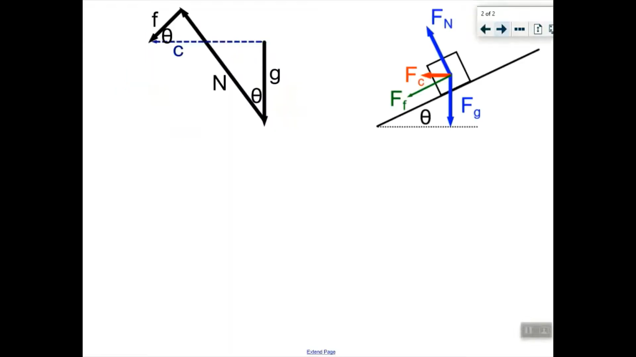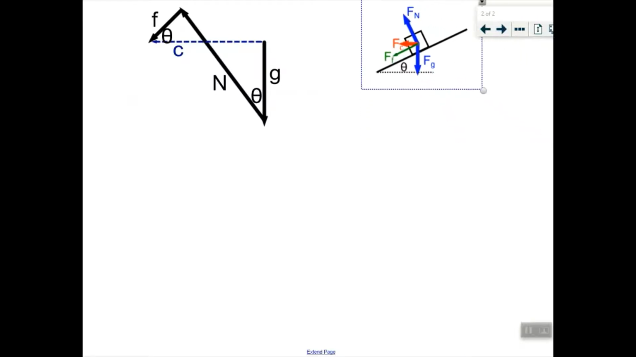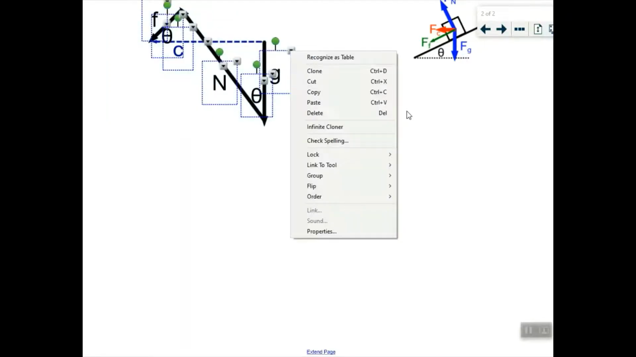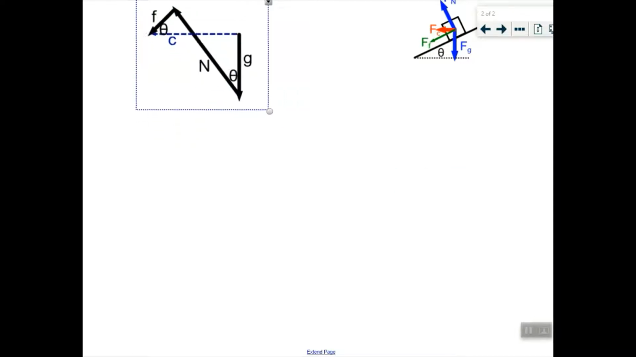So I built this to make it a little easier to see. I'll shrink this and keep it up in the top corner as a reference. Oh, that's not what I meant to do. But here is the vector diagram, and I'm going to group that together so I don't accidentally do what I almost did with the other one. There. Okay, it's all there.